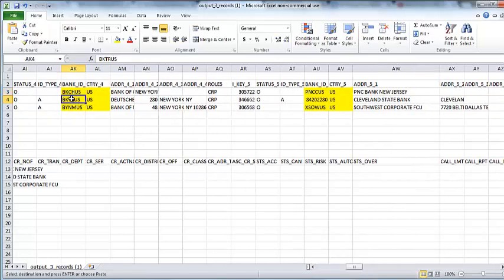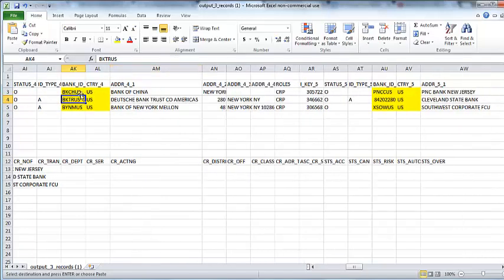It's done the same for Deutsche Bank. Deutsche Bank came in as an ABA number, but it's been unified to a monitoring ID, which is the SWIFT ID, and likewise for Bank of New York Mellon.